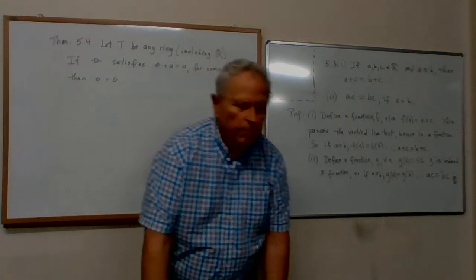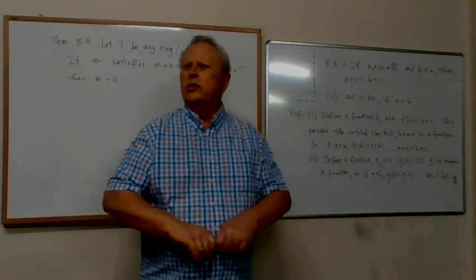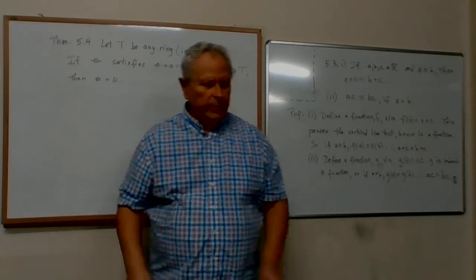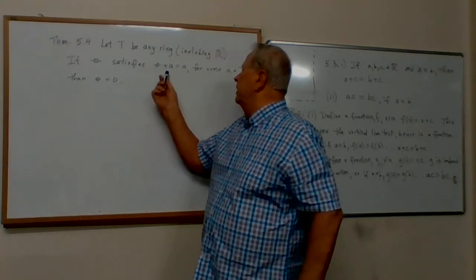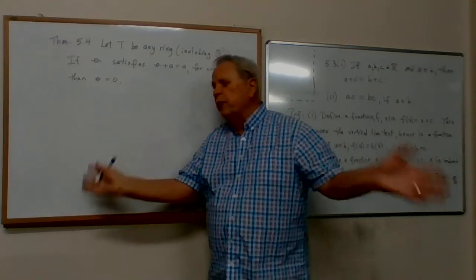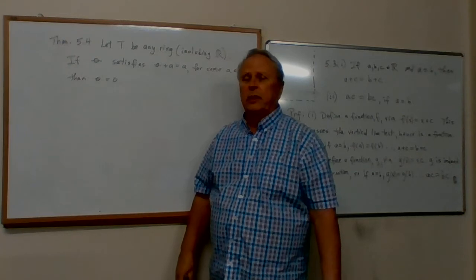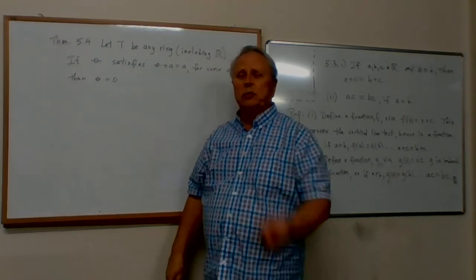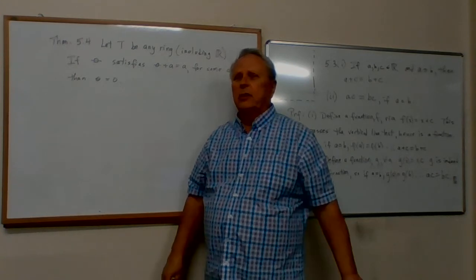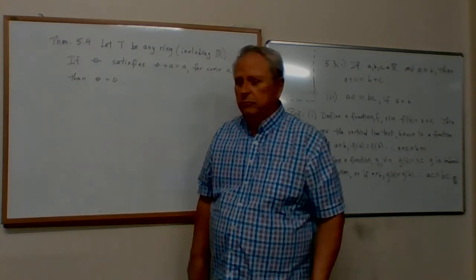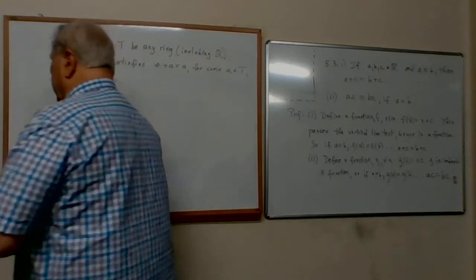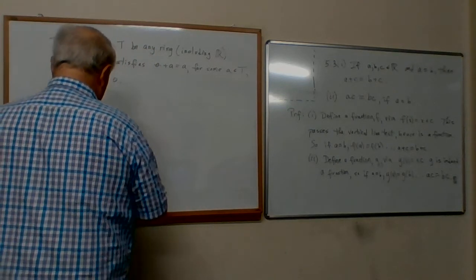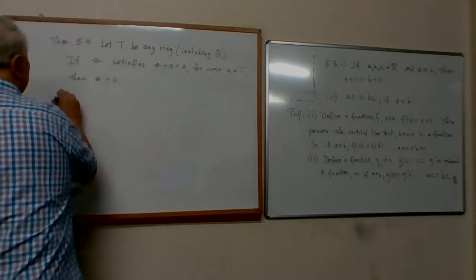It's easy to prove. But notice what it says. 0 has the property that 0 plus A equals A for every A. And here we're just saying if theta acts like 0 for just one A, then it's equal to 0 all the time. So it's a little more powerful than it smells. Let's see how we would prove this.